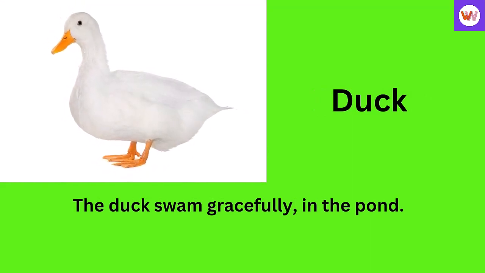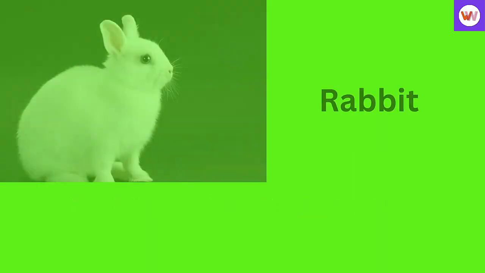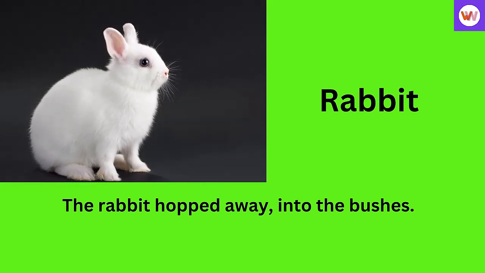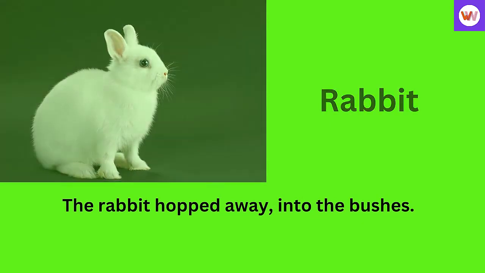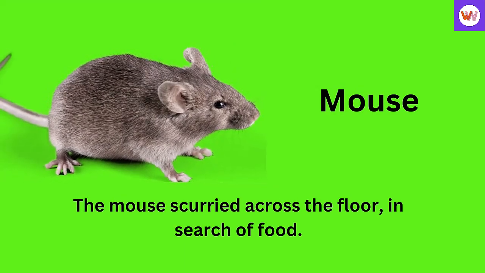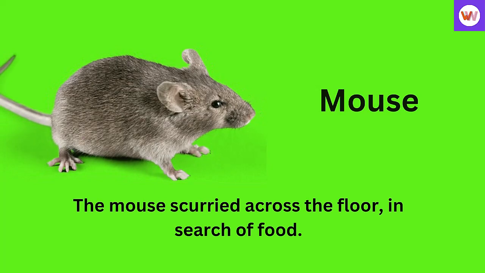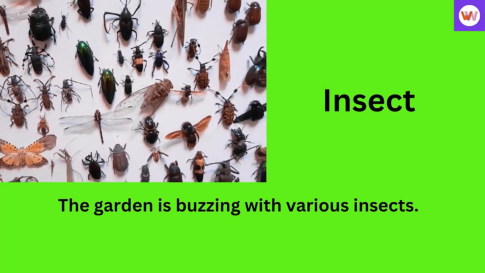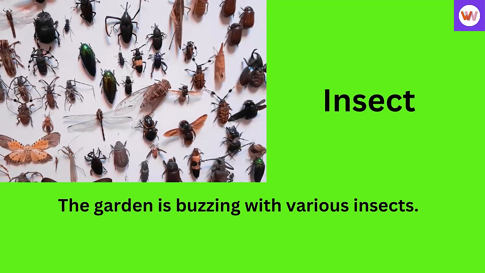Duck. The duck swam gracefully in the pond. Rabbit. The rabbit hopped away into the bushes. Mouse. The mouse scurried across the floor in search of food. Insect. The garden is buzzing with various insects.